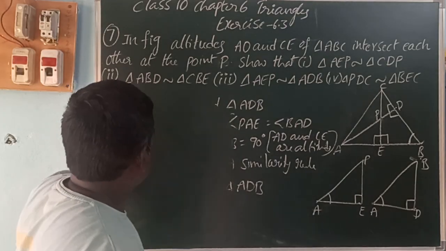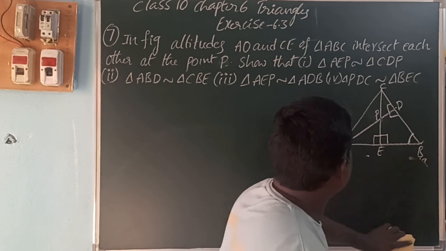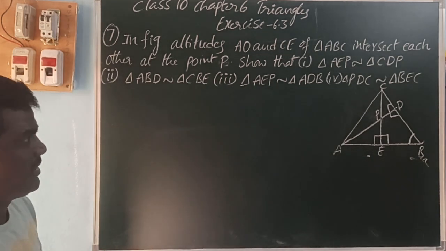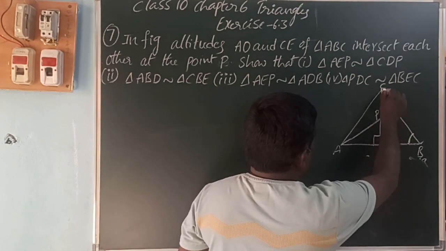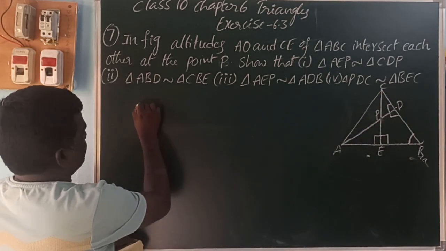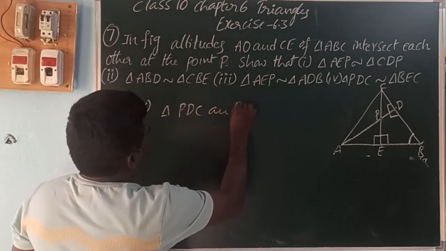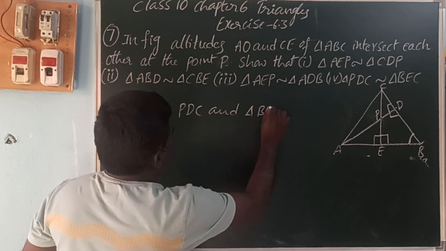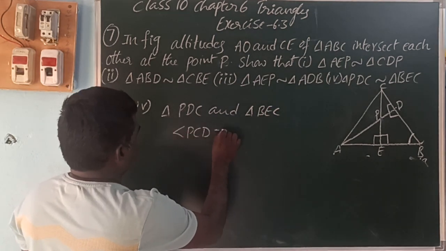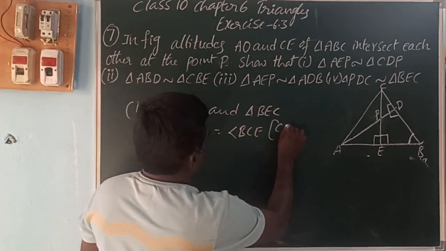Next, fourth one, PDC is similar to triangle BEC. So fourth one, triangle PDC and triangle BEC. In these two triangles, angle PCD is equal to angle BCE. It is a common angle.